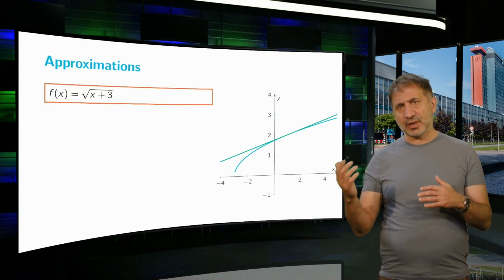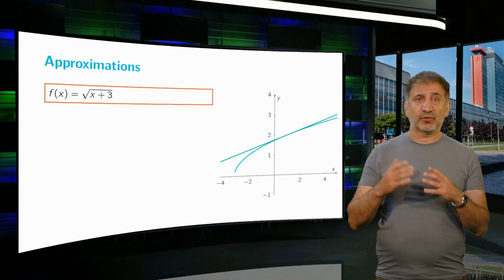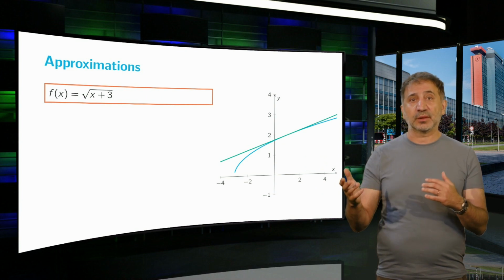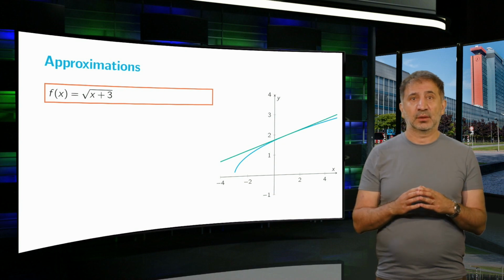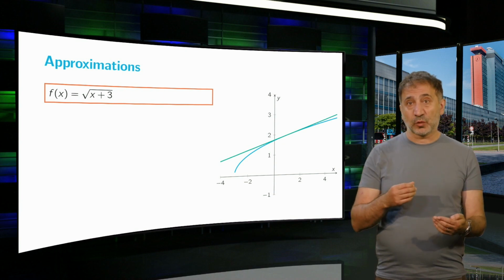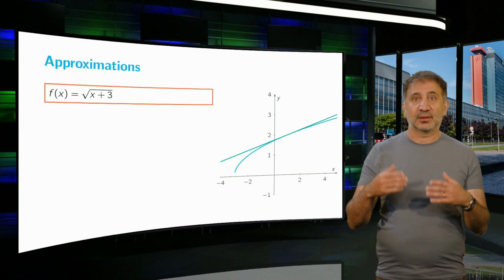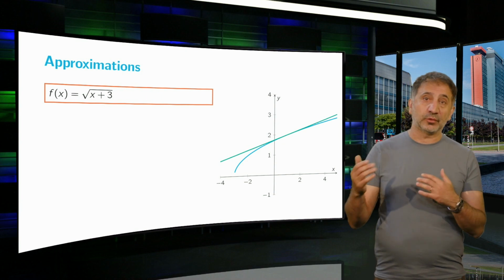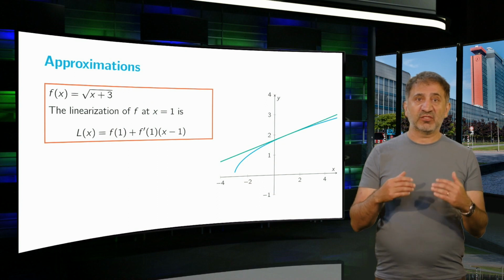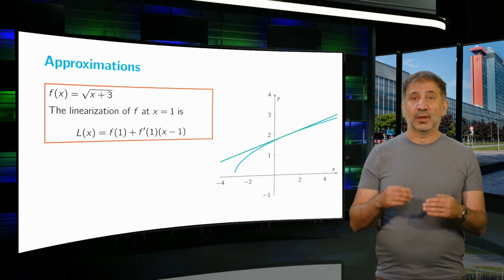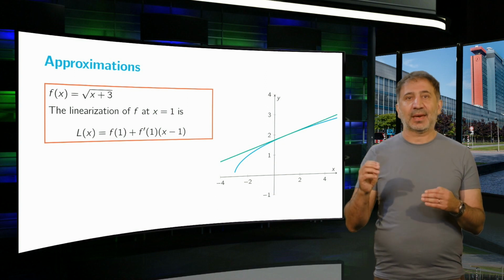Let us become a bit more explicit. Here you see a square root function. f of x is the square root of x plus 3. What is its linearization? The value f of 1 is the square root of 1 plus 3. That is 2. Thus, the tangent line passes through the point 1, 2. The formula for the linearization is given by L of x is equal to f of 1 plus f prime of 1 times x minus 1.